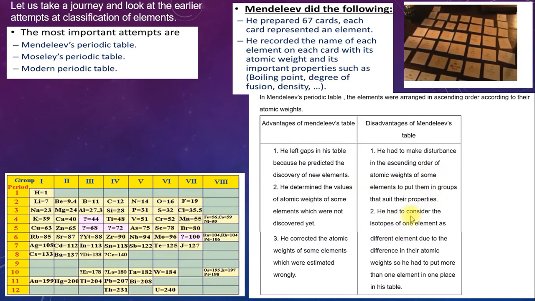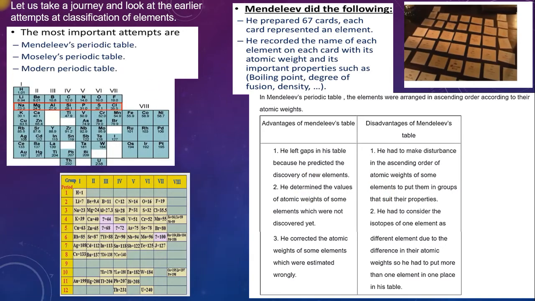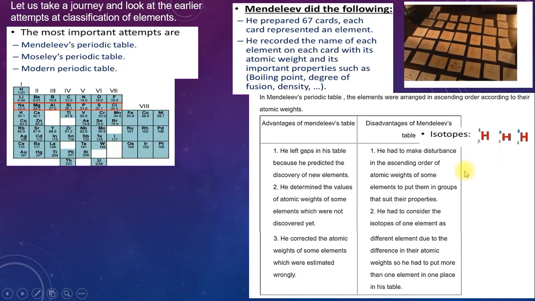He also had to consider the isotopes of one element as different elements. So he considered the elements that have isotopes as different elements. For example, hydrogen has 3 forms, 3 isotopes. He considered each of them a different element. So he counted hydrogen as 3 elements different from each other.